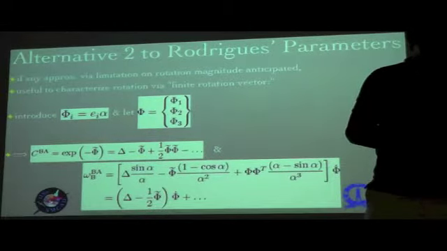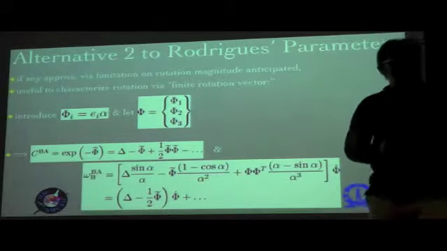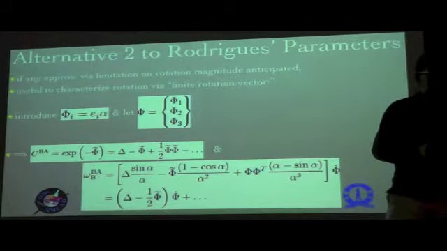Okay. That means, sir, this series where we truncate will depend on the value of alpha, right, sir? Exactly. Right.